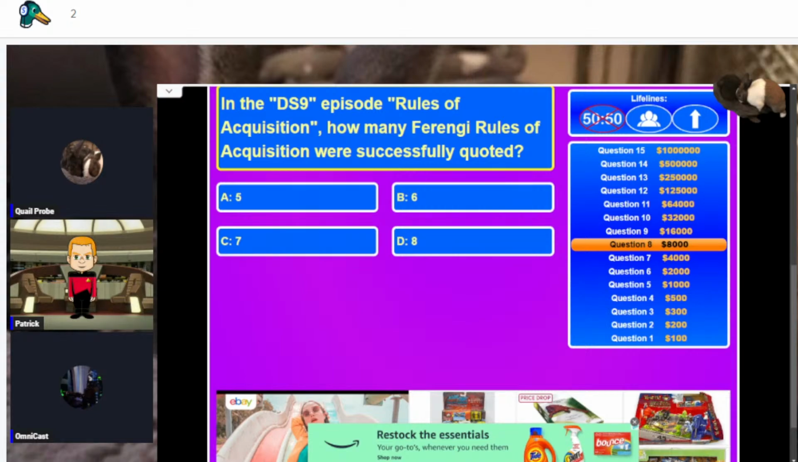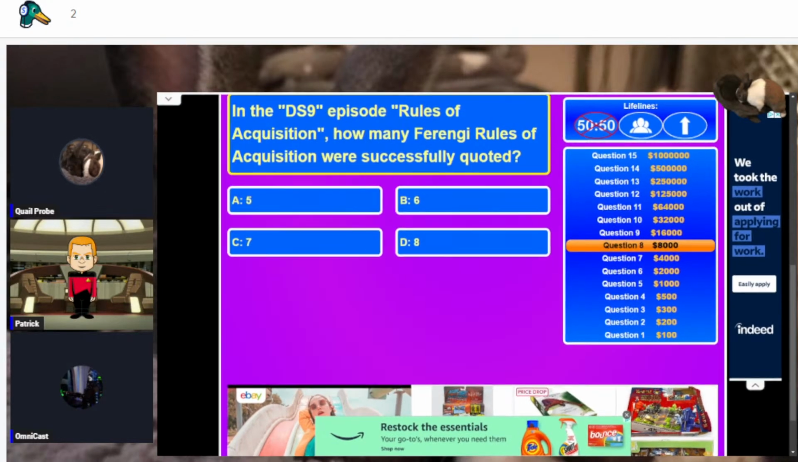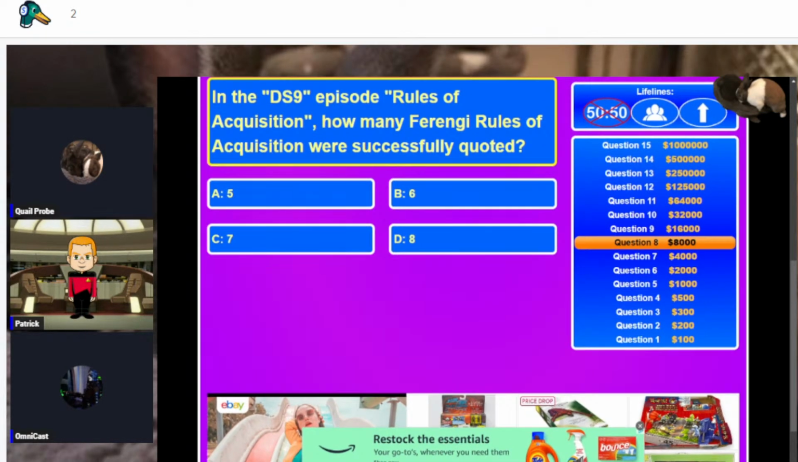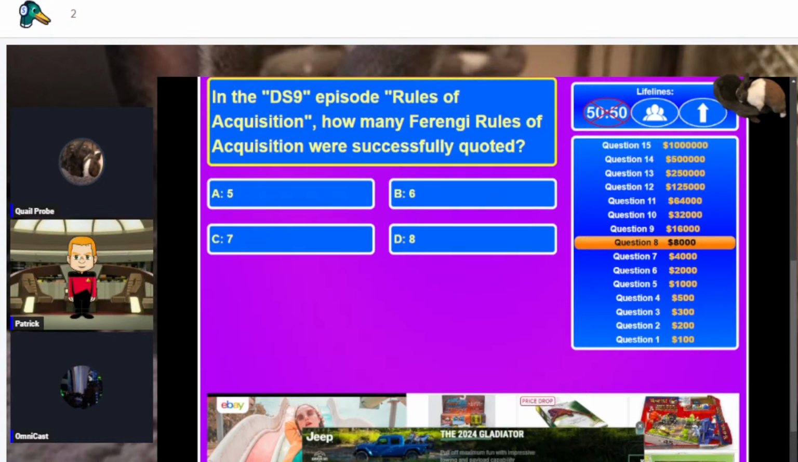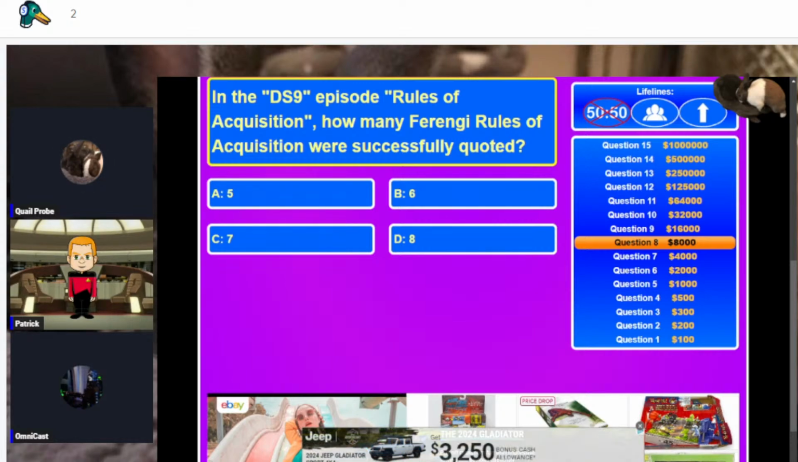So you're not up for it, Mercer? Yeah, but again, that's like saying he knows the answer or not. It can be. I don't know it, so yeah. You're gonna go with Mercer? Yeah, let's try Mercer. Okay, Mercer. Do you know in the DS9 episode Rules of Acquisition how many Ferengi rules of acquisition were successfully fully quoted? A5, B6, C7, or D8? And if you don't know, not a problem. I can still quit.